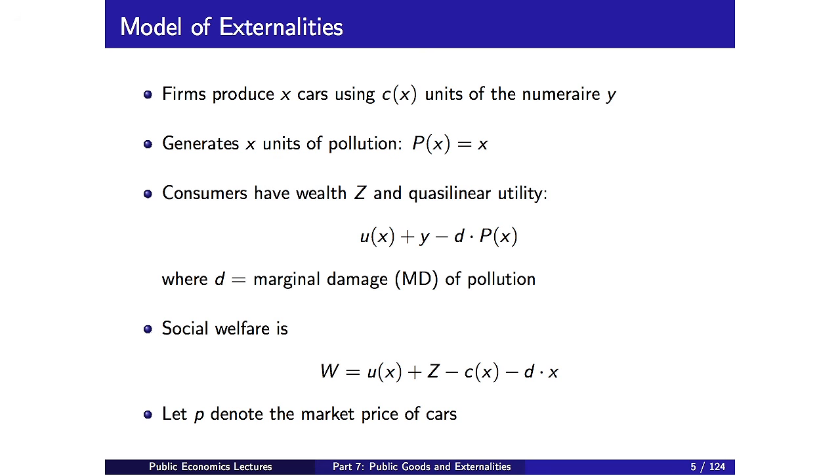Consumers, let's assume, have the usual quasi-linear utility function, but now we're going to add this term which reflects the cost of the pollution. They have a minus D P of X. Depending upon the total number of cars produced, the air deteriorates or something, and that has some utility cost for everyone. So social welfare now is total surplus from the production of cars and consumption of the other good minus the damage created by the externality. Okay? And let's let P denote the market clearing price of cars.